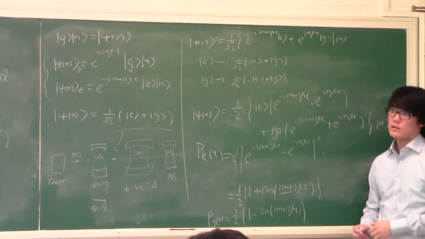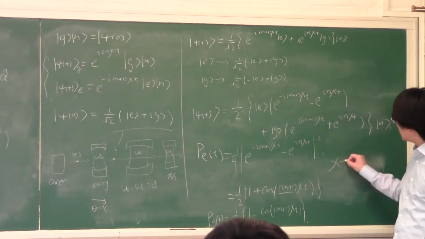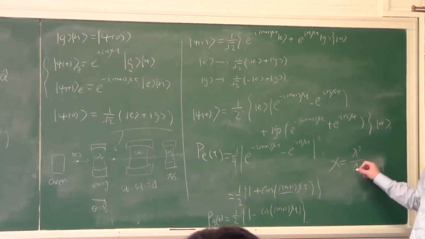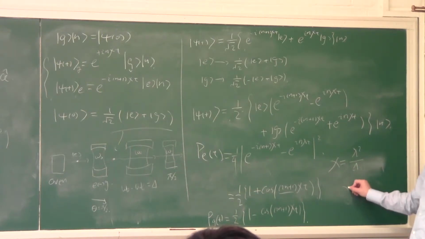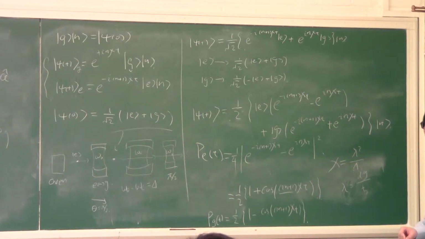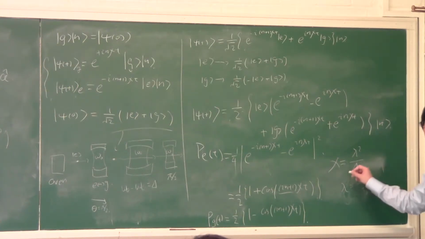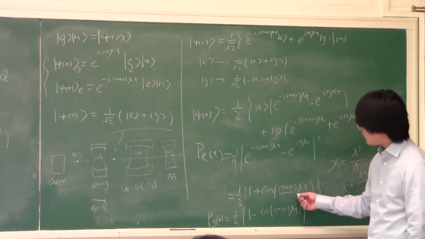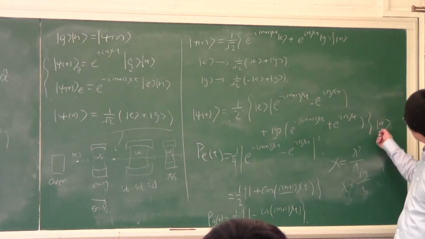provided I can calculate chi from the given geometry and the given atom, because chi is equal to lambda squared divided by delta. Delta we know, this is controlled by the detuning. Lambda is equal to dg divided by h bar, something like that. All of these things can be calculated. g is based on the field mode in the cavity, d on the type of atom. So this gives you a way to measure the number of photons without actually destroying any of the photons.